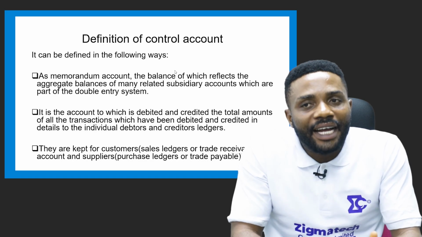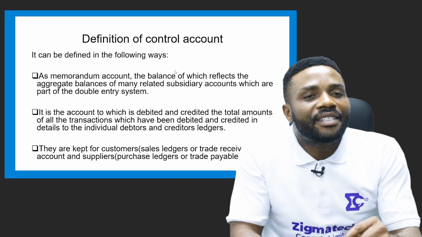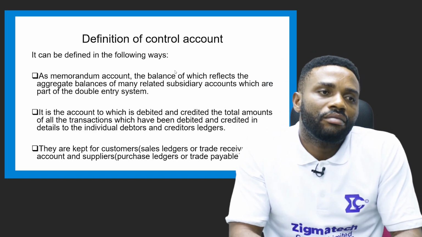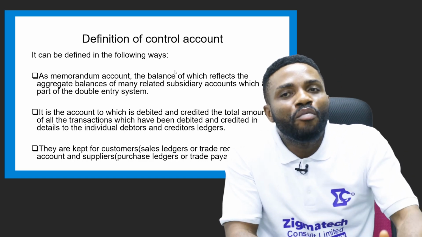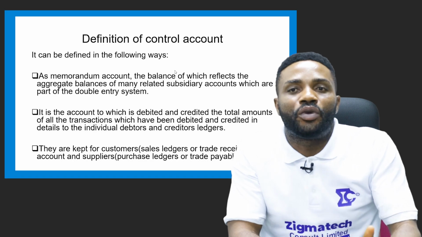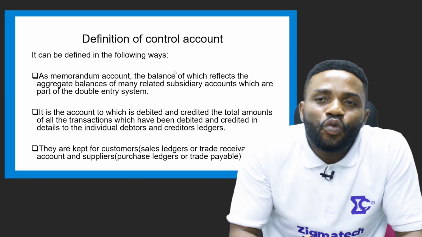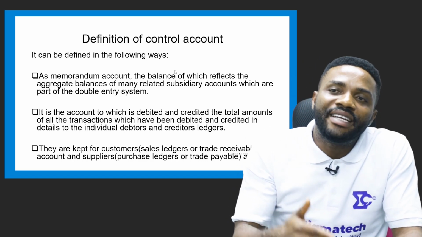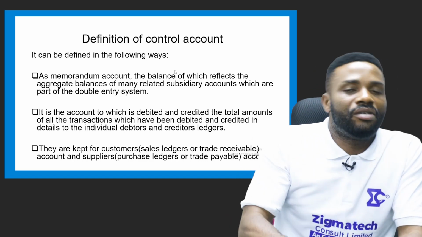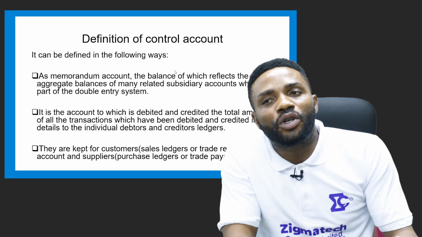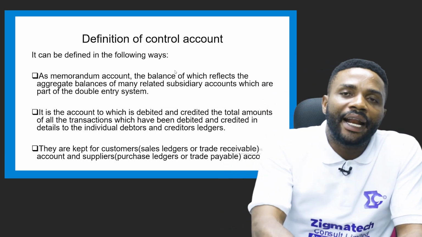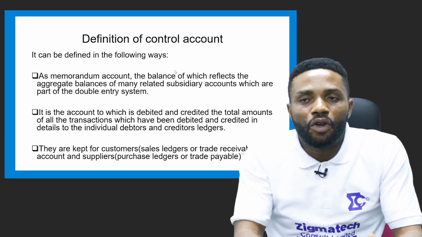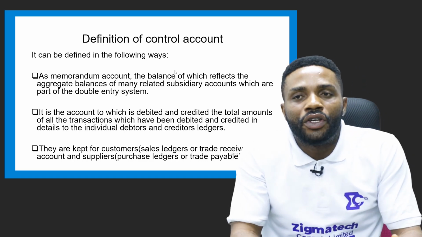who come to buy these items will be recorded. Meanwhile, these transactions will be opened in the individual's account. So the account that you open in the name of the individuals is what we are referring to here. We said that it is the account to which is debited and credited the total amount of all the transactions which have been debited and credited in details to the individual debtors and creditors ledgers. So you open an account in the name of John, and then you know that John comes to the business to buy 5 cartons of Indomie on credit.